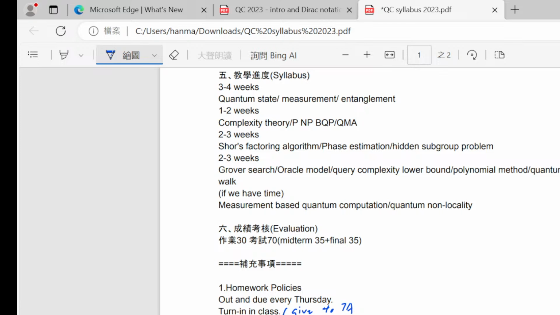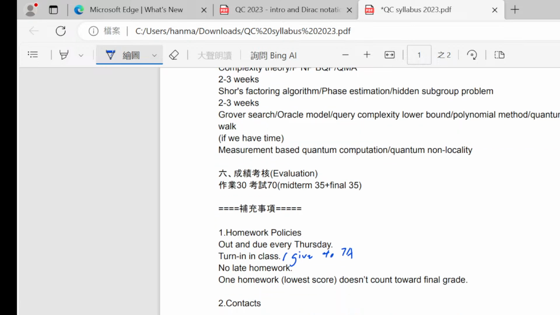And we have this nice policy where if you really miss some homework, the lowest grade will be kicked out. So when we calculate your homework grade, the lowest one will be dropped, so you can miss one of the homework.